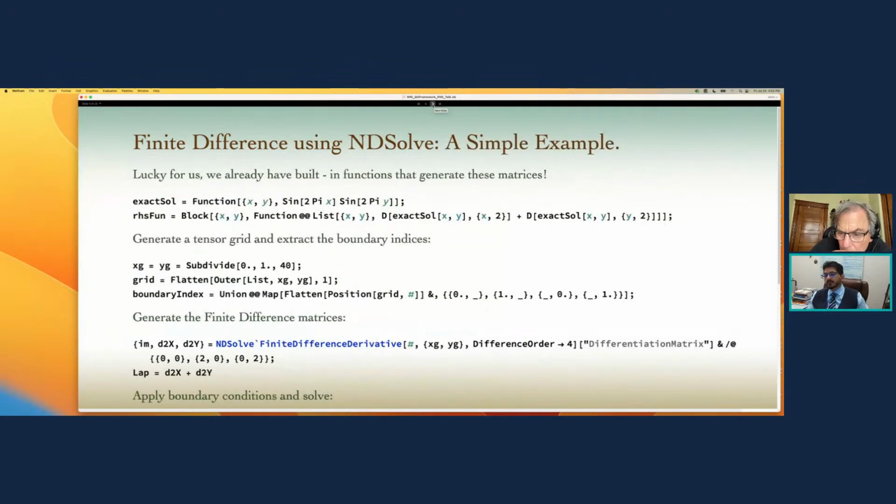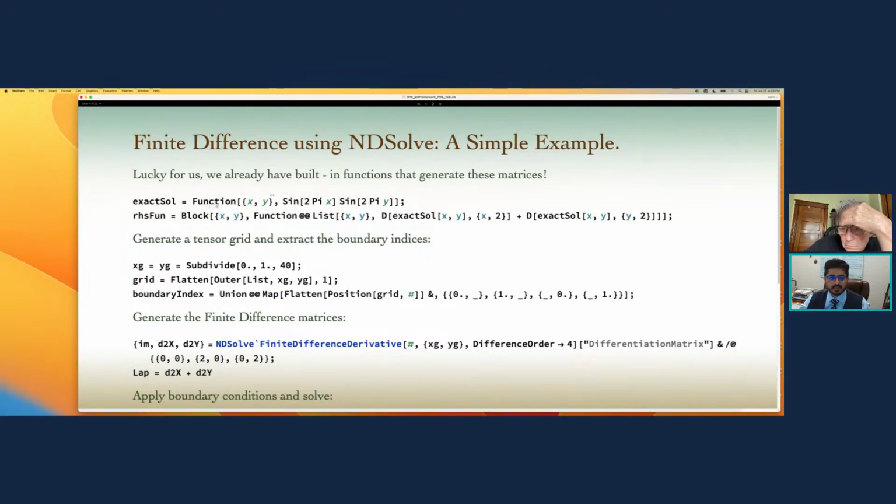So let me just give you an example. Now, we really don't have to code anything. Finite difference approximations have existed in NDSolve since Rob Knapp first wrote NDSolve, or rather Mark did. But let me just take you through one simple example.